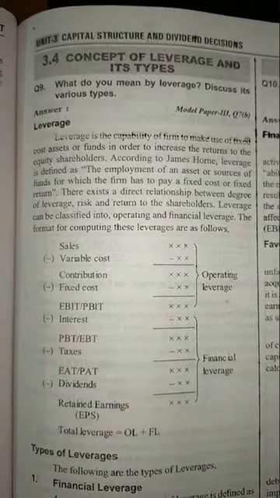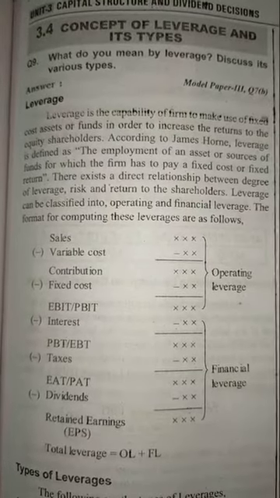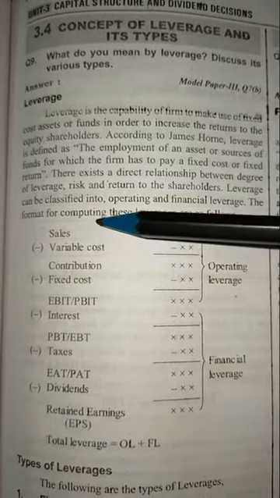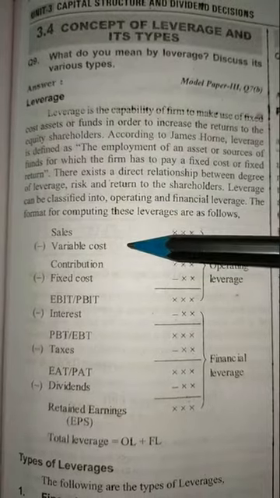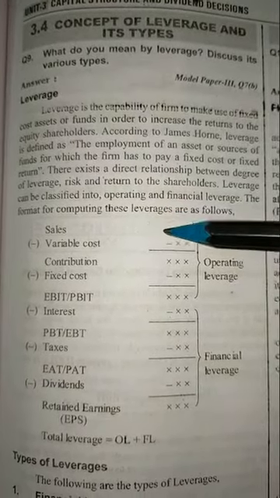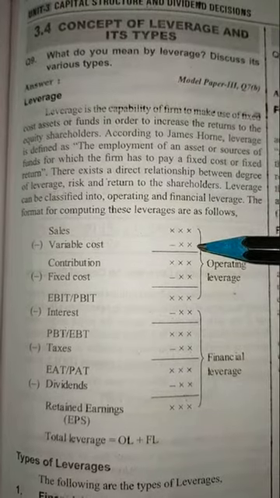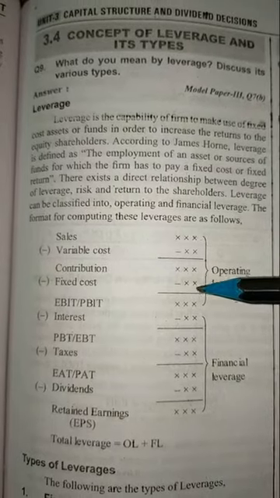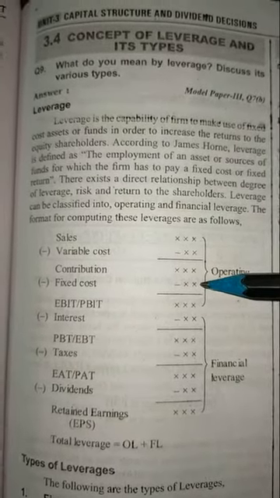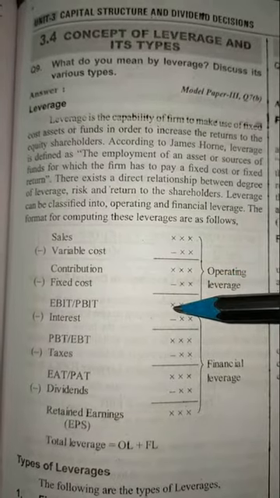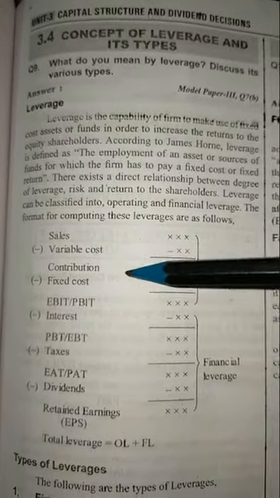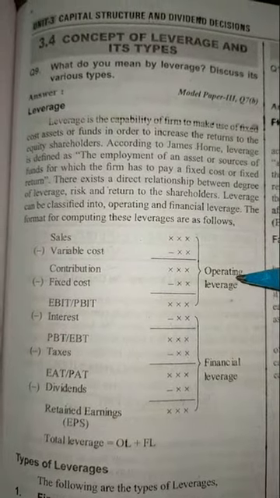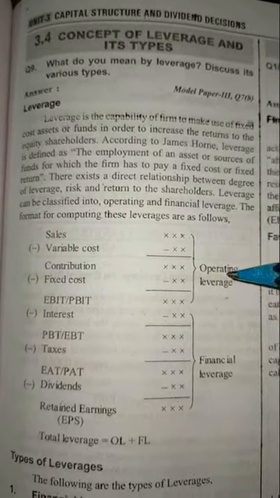In a particular problem, if they ask about operating leverage, what we need to do is find out, generally the sales and variable cost will be given. From the sales we subtract variable cost, and we get contribution. From this contribution we subtract fixed cost, and we get EBIT. So for operating leverage, we require contribution and EBIT. Contribution divided by EBIT will be operating leverage.